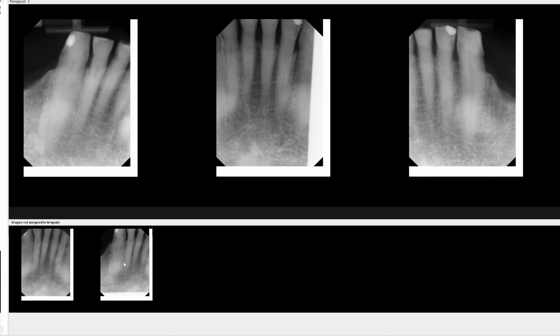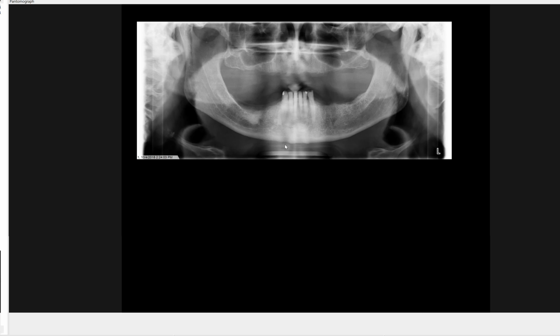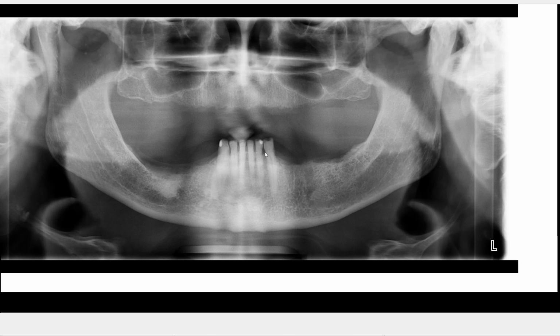So the question is, just based on this, what do you think these opacities represent? I think if you can recognize the location, you have a very good chance of answering them correctly. How about I show you a panoramic radiograph? Okay. What do you think? Does it help you? Does it not?